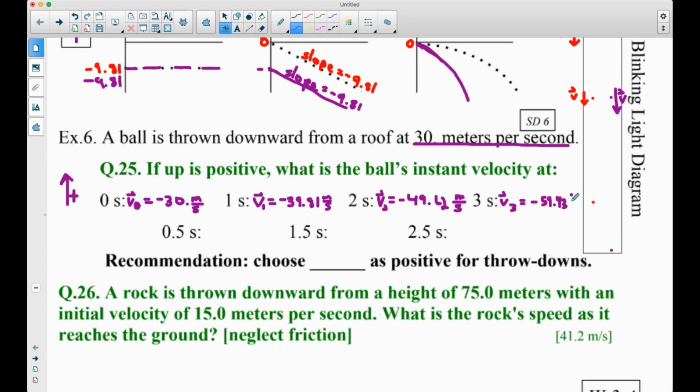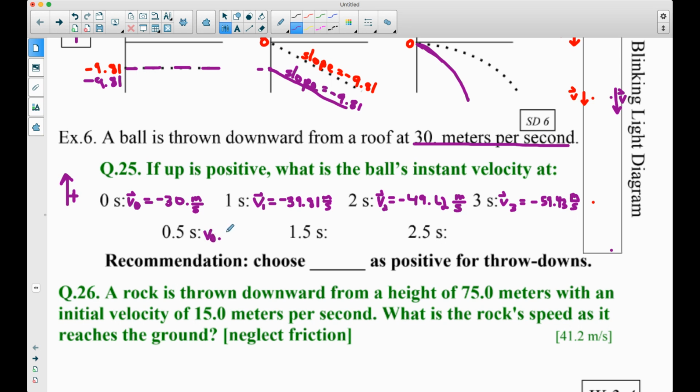The whole point of this little chart, this question, recognize that whether it's a drop or a throwdown, one may have a head start. Throwdown has a head start, but they still change by 9.81 down each second. That is inalienable. As long as you're near Earth and it's a projectile, meaning the air doesn't have much impact, boom, that's it. Then, of course, we have the half-second intervals.